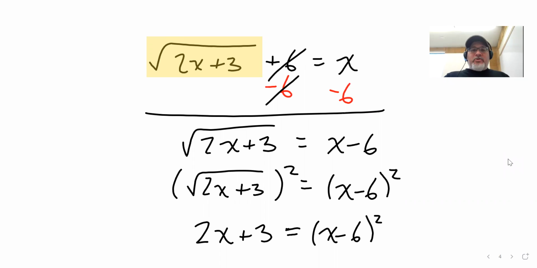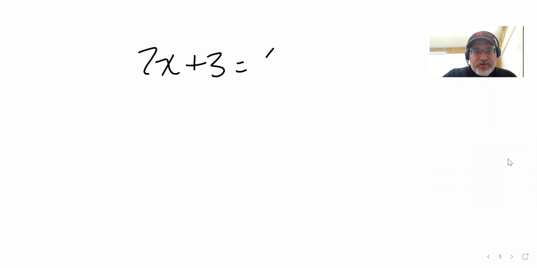All right, so anyway, as I was saying, we're at the point where we have 2x plus 3 equals x minus 6 squared. And I was asking, how do you think we're going to solve this? Now think about that as I recopy it on this next page. 2x plus 3 equals open parentheses x minus 6 close parentheses squared.